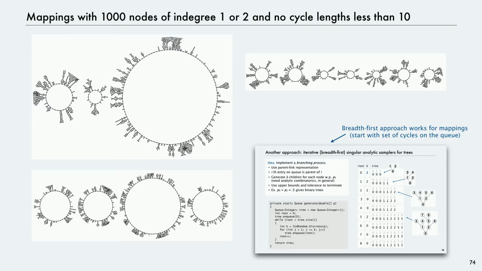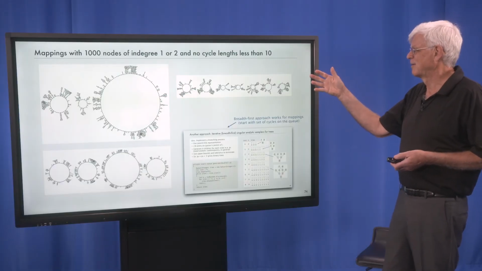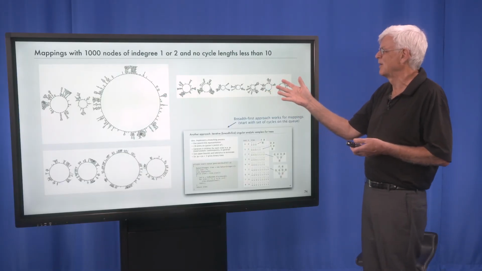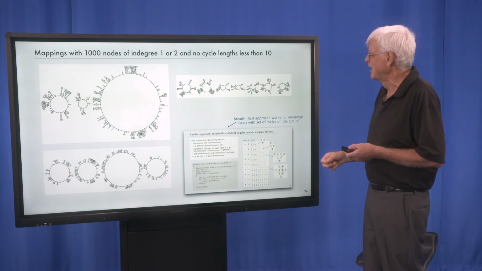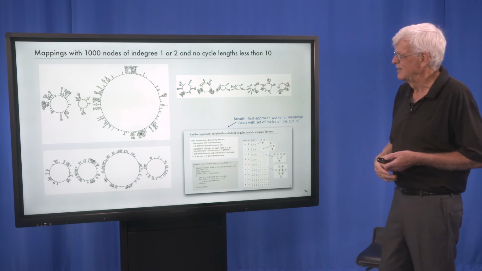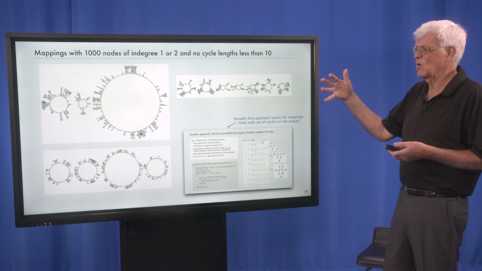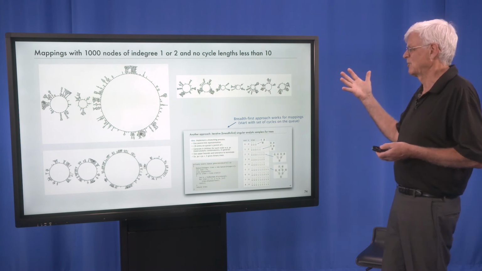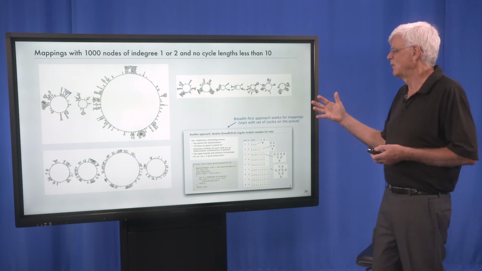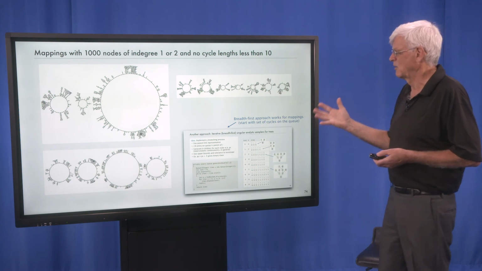And we can extend it even further to mappings with restrictions. And actually, the breadth-first approach works for mappings. Rather than put a node on that queue at the beginning, I put cycles on there, and pretty much the same code works. So these are mappings of 1,000 nodes where everybody's got in-degree 1 or 2, and there's no small cycles. And again, an amazing variety of large combinatorial structures that we can get with very, very simple code.